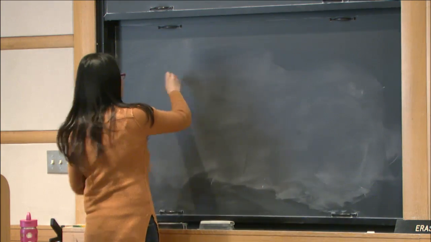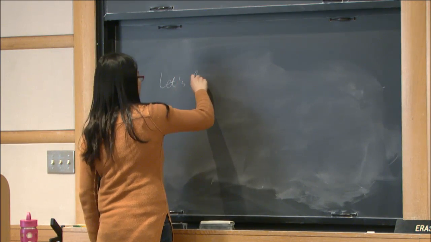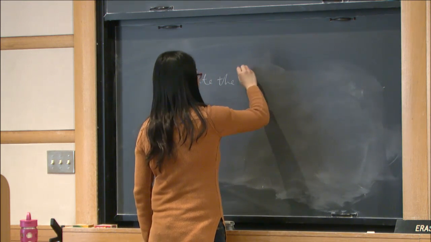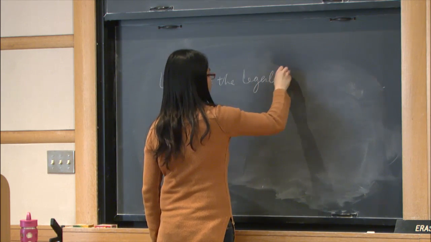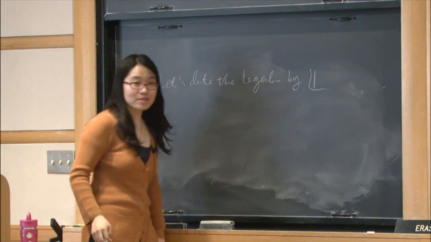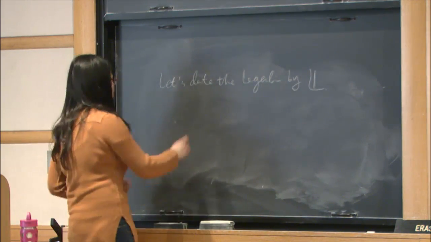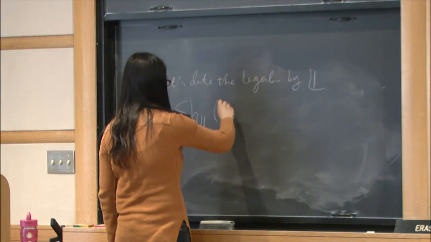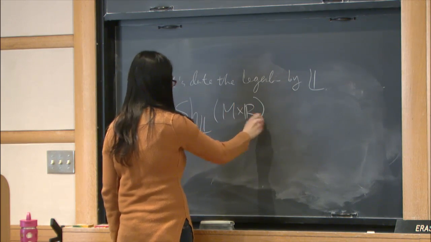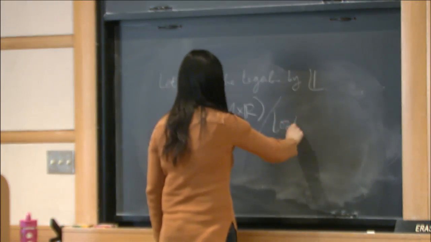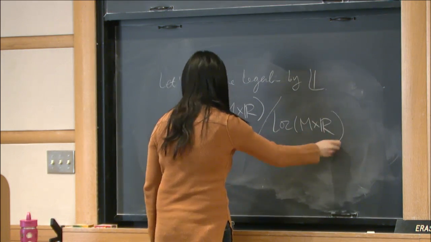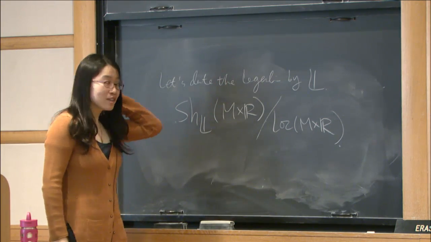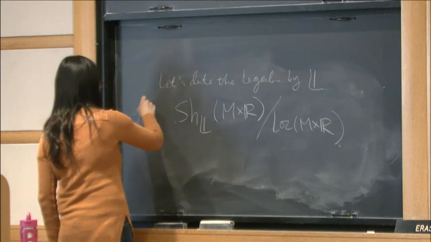Now let's denote the image, I mean the Lagrangian, by boldface L. So then we want to use the sheaf category with singular support in this L, but in a bigger space M cross R, and maybe do the localization quotient by M cross R to obtain information of L. So eventually our goal is to study this category.